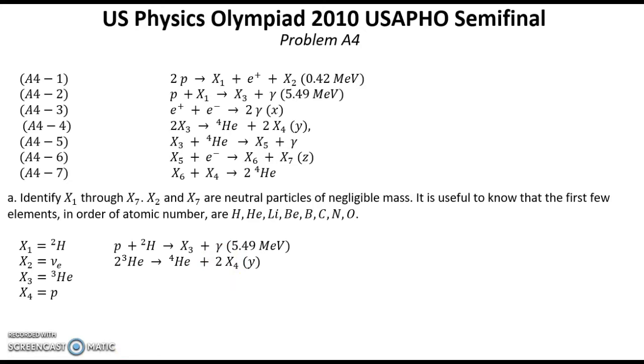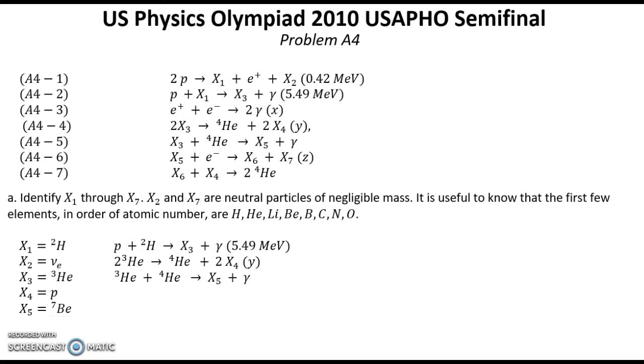Now let's go for equation 5. Here we already know x3, which is helium 3, and let's rewrite it. On the left we have helium 3 and helium 4, which together have mass 7 and charge 4. And on the right we have gamma ray, which is nothing, and a particle with mass 7 and charge 4, which is beryllium 7.